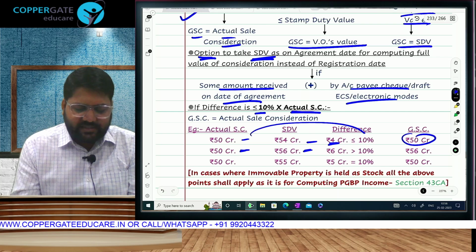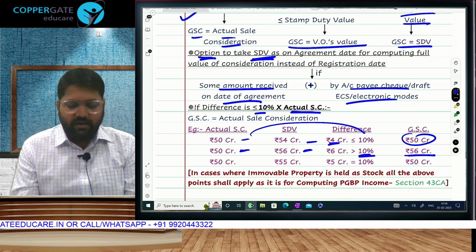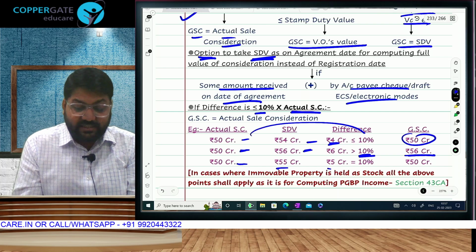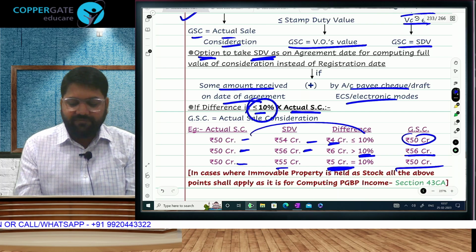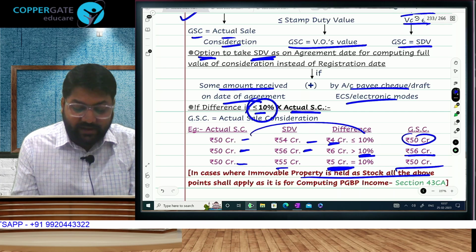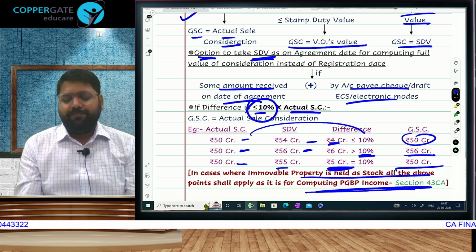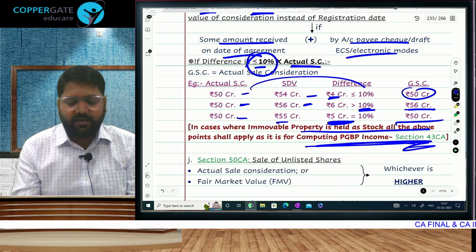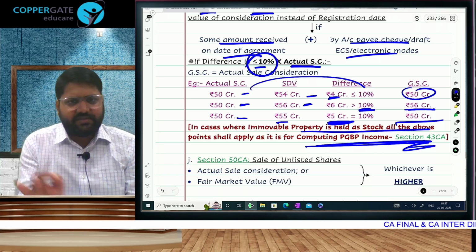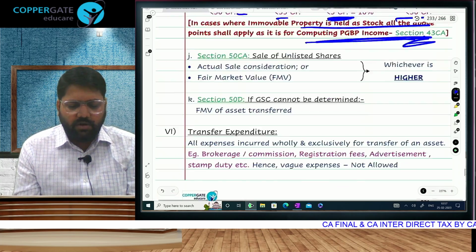50 crore and 56, this is more than 10%, then 56 will be taken because the difference is more than 10%. 50, 55, this is equal to is also allowed, then 50 will be taken. And whenever immovable property is held as stock in trade, all the points will be same for the income under PGBP. That section is 43CA, absolutely same as 50C. 50C is for capital gains and 43CA is for business or profession.